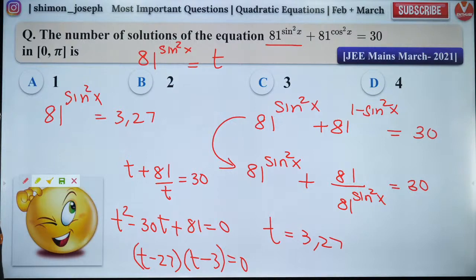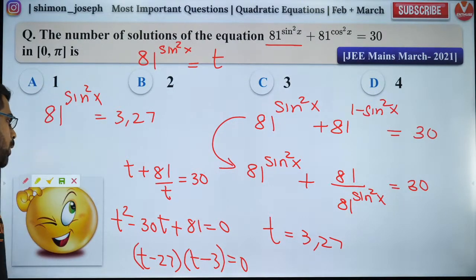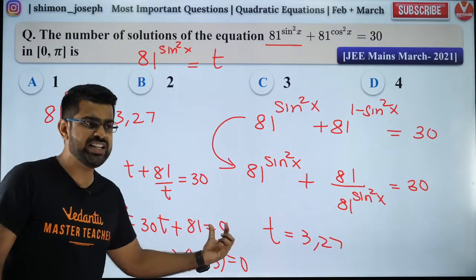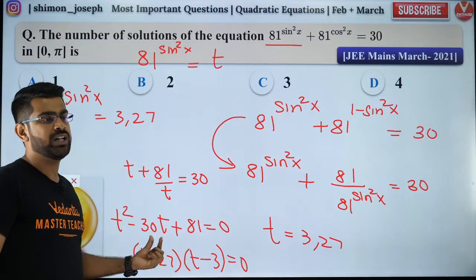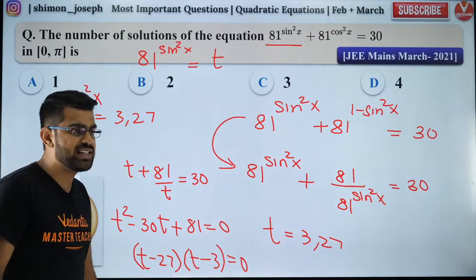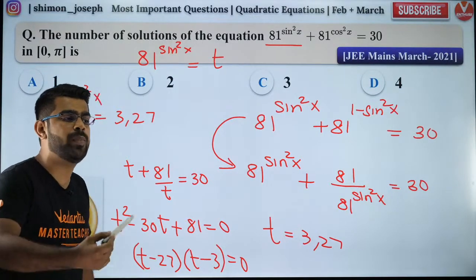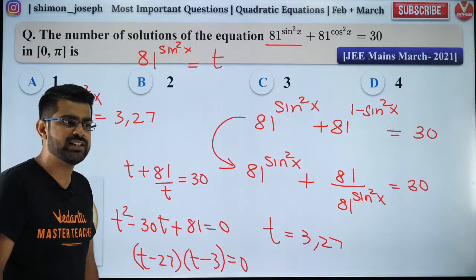How to factorize quickly? That comes with practice, Kabil. Okay, so I know that 81 is nothing but 27 into 3 and we want 30 here. So that is how I figured it out. If you cannot factorize fast, Kabil, you can use the quadratic formula. Are you clear with it?